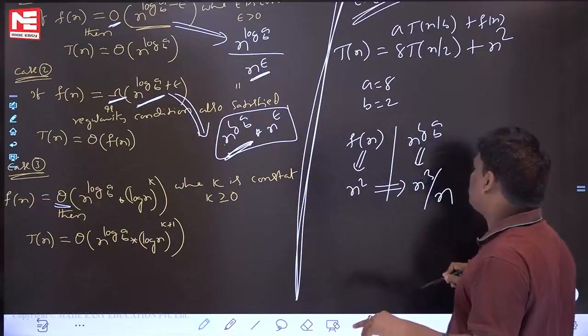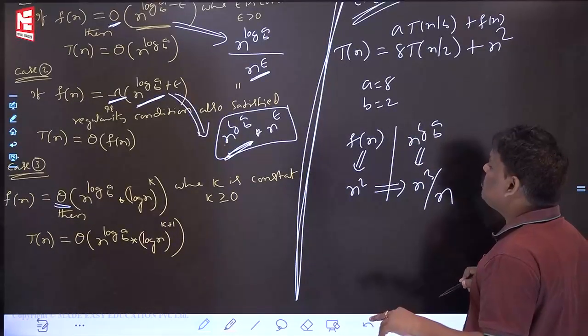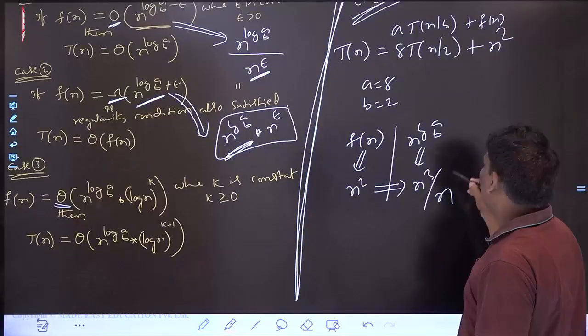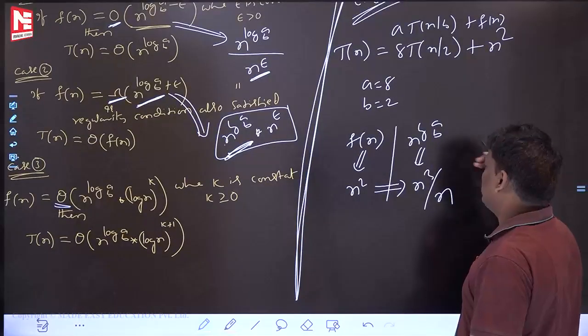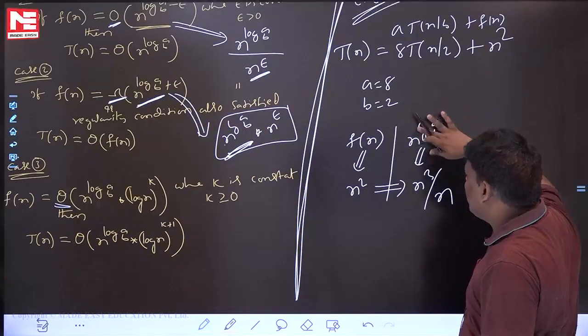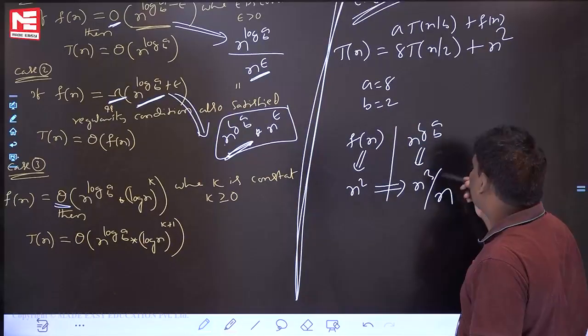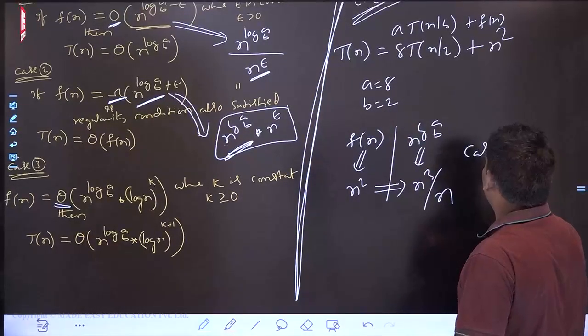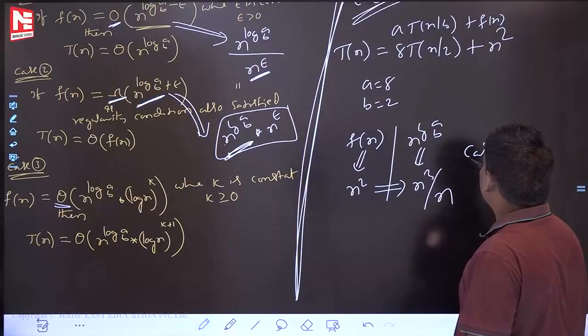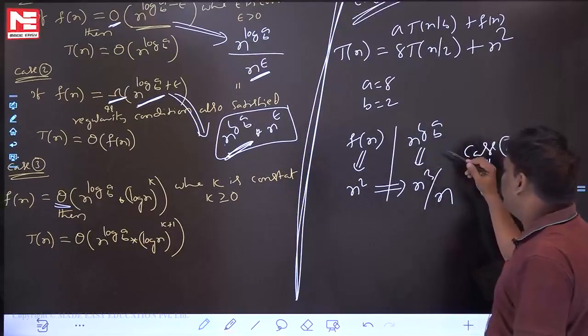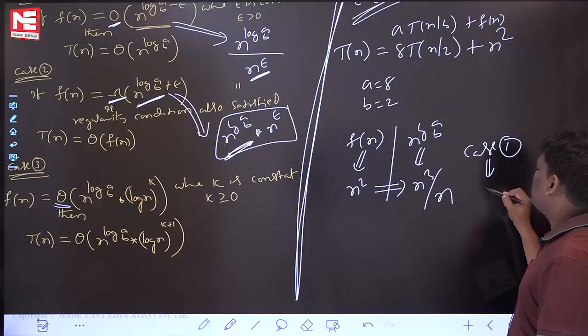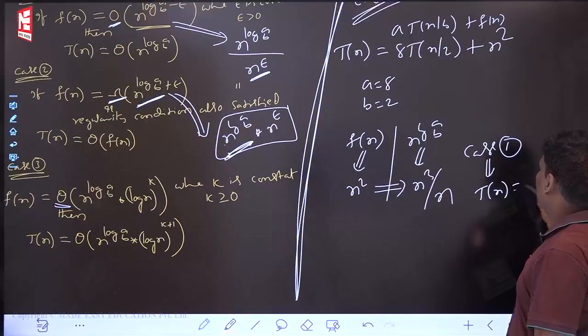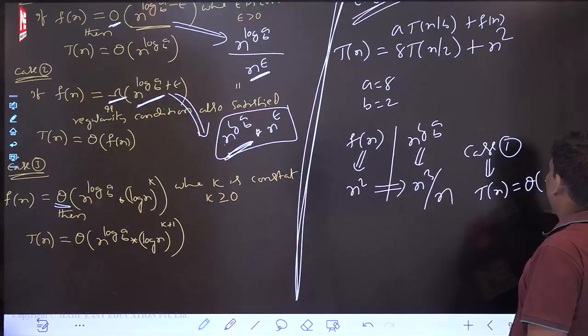Then which case of the master theorem? First case. Then what is the answer? Whichever is bigger, that will be the answer. N power log a base b is bigger than f of n, by n times, which means polynomial time. So case 1 of the master theorem. Because it is bigger by polynomial time, whoever is bigger will be the answer. The answer is T(n) equals theta of n cube.